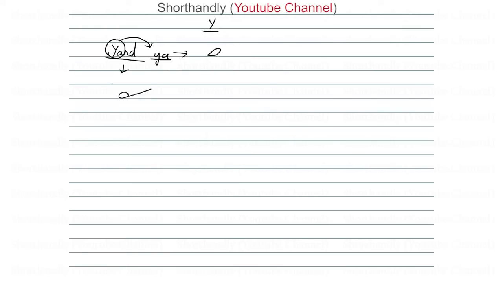So see, we first have this large loop which we made to represent our YA. Then we have this long stroke which is D. Now we also have this R here, but if you pronounce it, it goes like yard. So there is very little sound of R, so we can skip making this R curve.